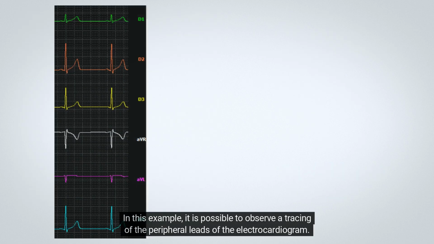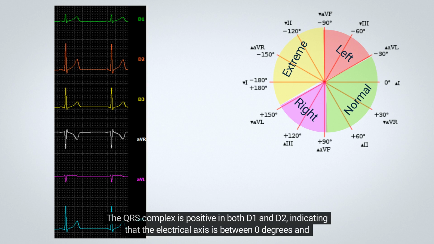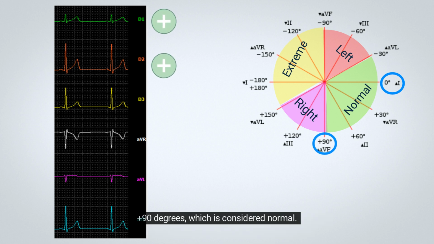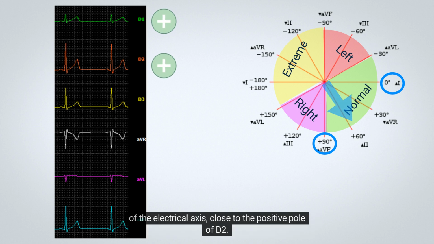In this example, it is possible to observe a tracing of the peripheral leads of the electrocardiogram. The QRS complex is positive in both D1 and D2, indicating that the electrical axis is between 0 degrees and 90 degrees, which is considered normal. It is important to note that the QRS complex is more positive in D2, suggesting a more vertical position of the electrical axis, close to the positive pole of D2.